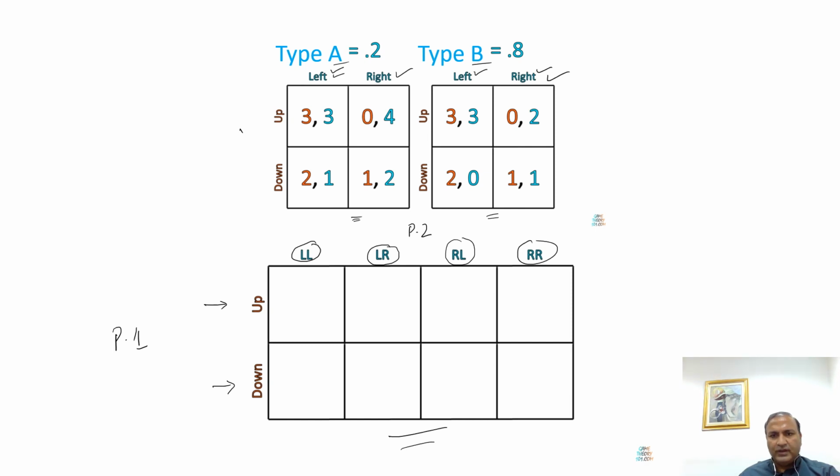Once we have all the numbers here, all the payoffs, and I will show you how to find them, we will then use the idea of Nash equilibrium to find the solution for this game, which will be called the Bayesian Nash equilibrium.